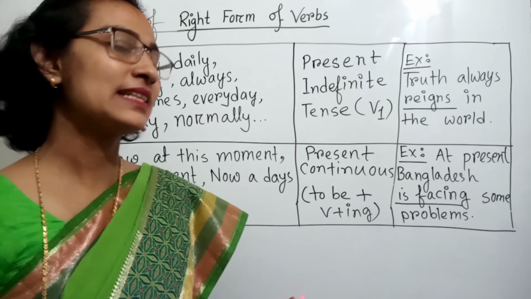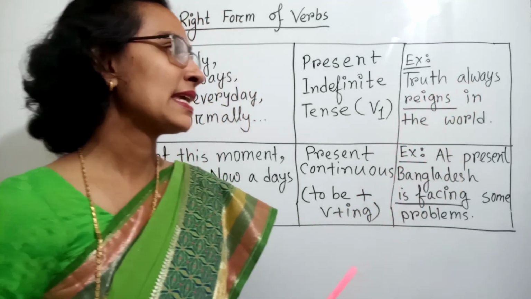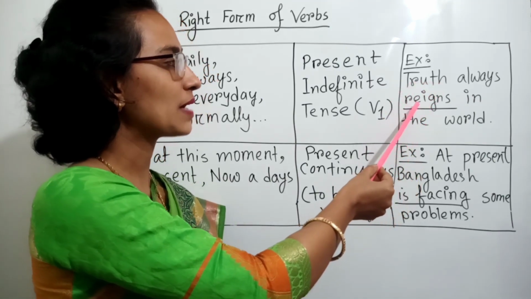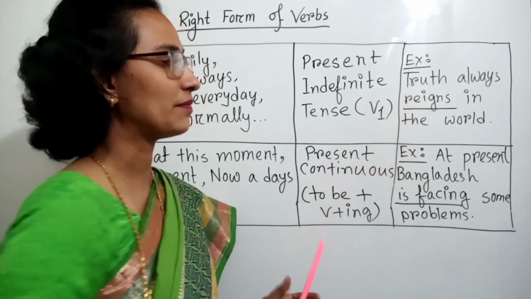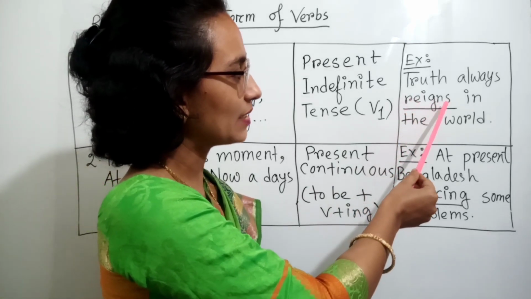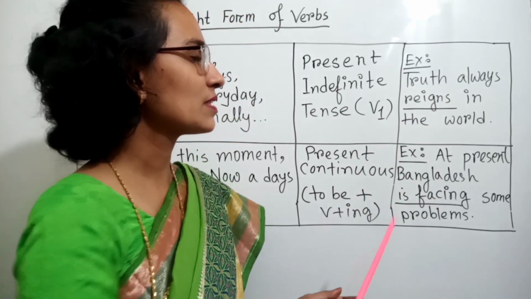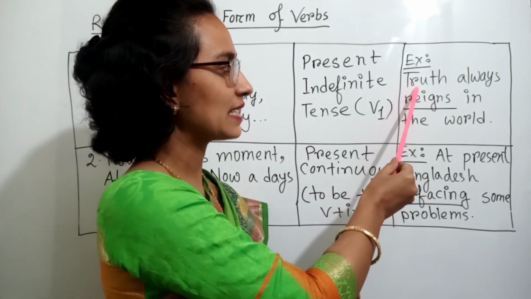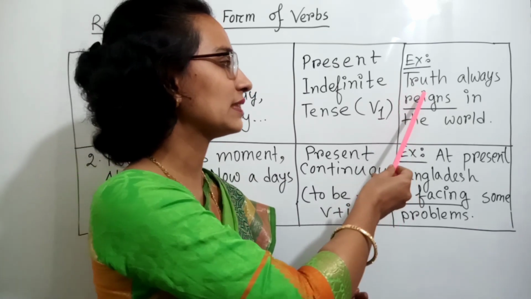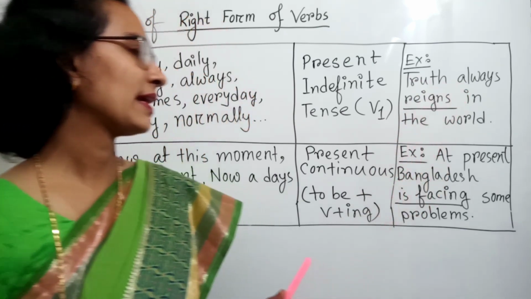Truth always reigns in the world. That means this is a universal truth and here I see always. If we see this type of word, that times you need to write present indefinite form of the verb. That is, reign is the base form. Here I use s or es with the verb because truth is the subject and it is third person singular number. That's why I wrote here reigns. Truth always reigns in the world.